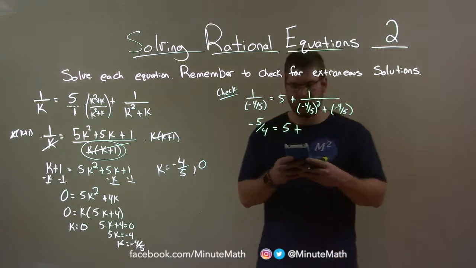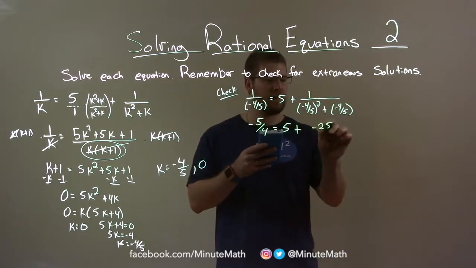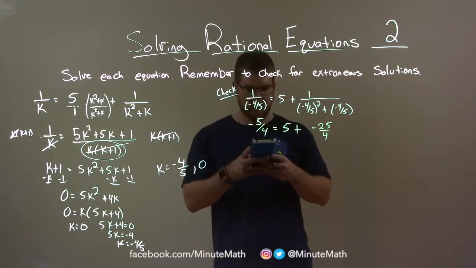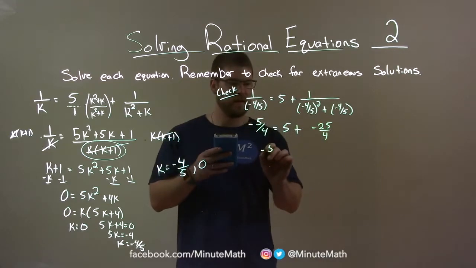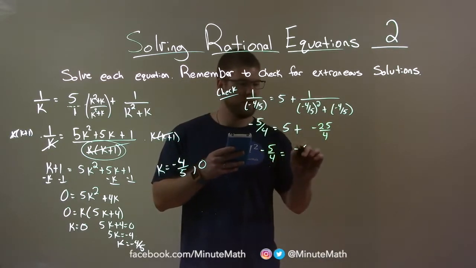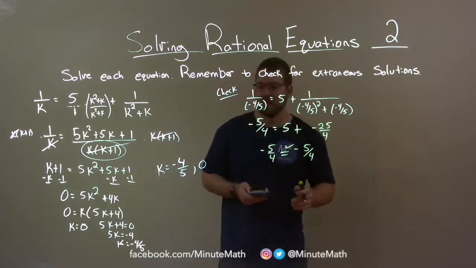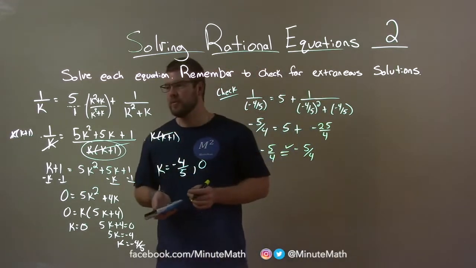Calculator confirms, negative 5/4. Here, 5 plus, what this is, 1 divided by negative 4/5 squared plus negative 4/5. This as a fraction is negative 25 over 4. We add 5 to that, and we get negative 5/4 equals negative 5/4. Left and right hand side are equal. Negative 4/5 is a true solution. Great.